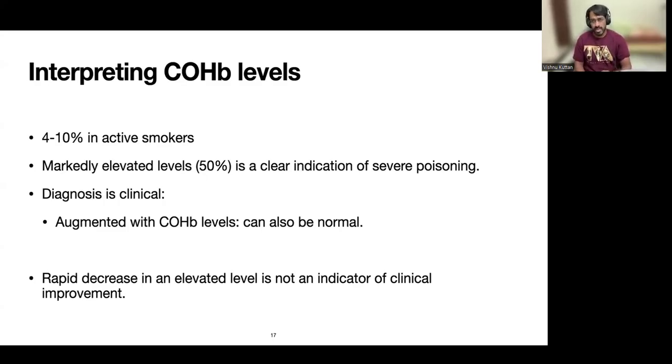So carboxyhemoglobin can be as high as 10% in active smokers. A 50% carboxyhemoglobin level is a marker of severe poisoning. That is something that we can tell. 50% definitely means severe poisoning. You need to do something for the patient. And again, the last point: a rapid decrease in an elevated level is not an indicator of clinical improvement.